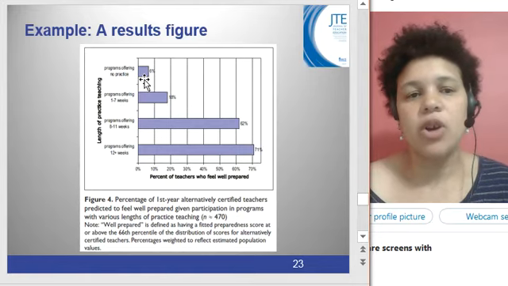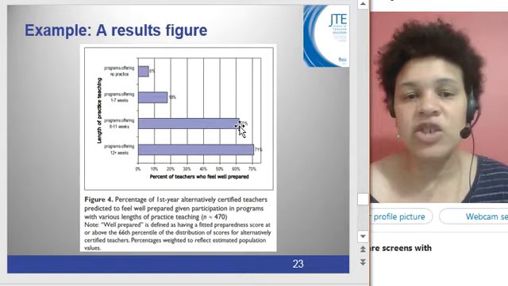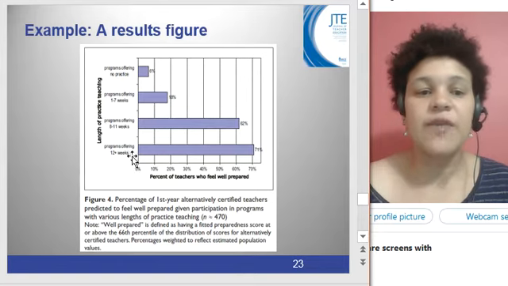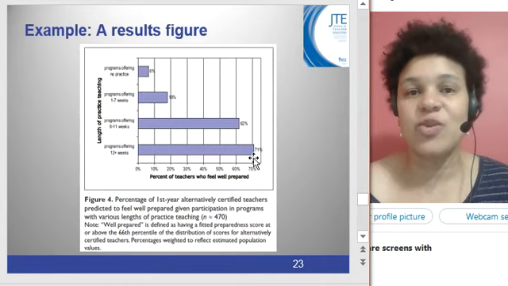So, programs offering no practice, only 6 out of 100 would feel well prepared. Programs offering 8 to 11 weeks of practice, we got 62 out of 100, or 62% would feel well prepared. And best of all, programs offering 12 or more weeks of practice, 71% of teachers would feel well prepared.